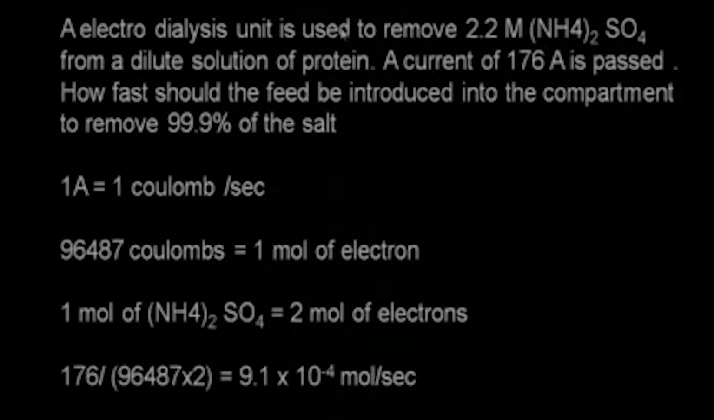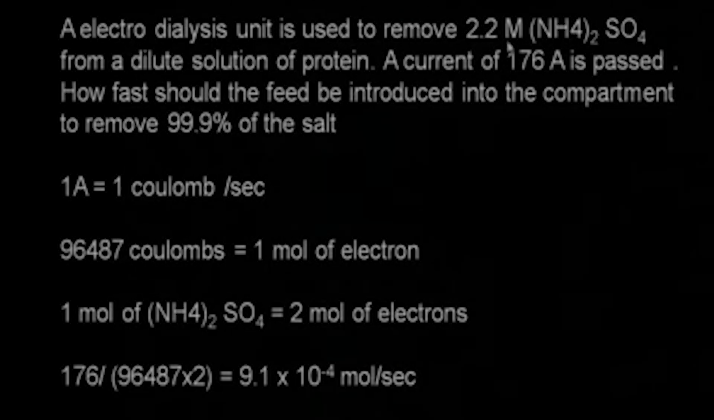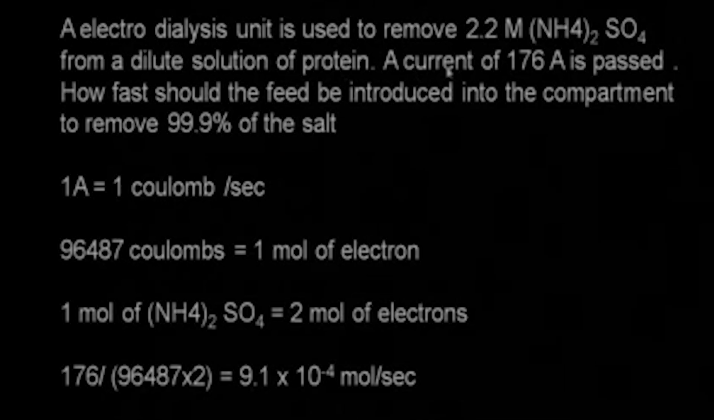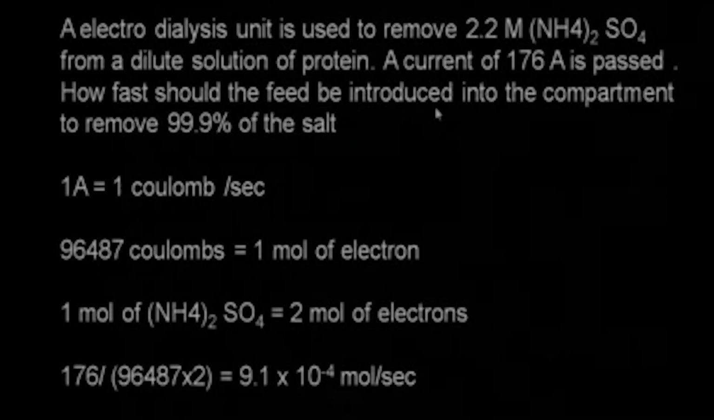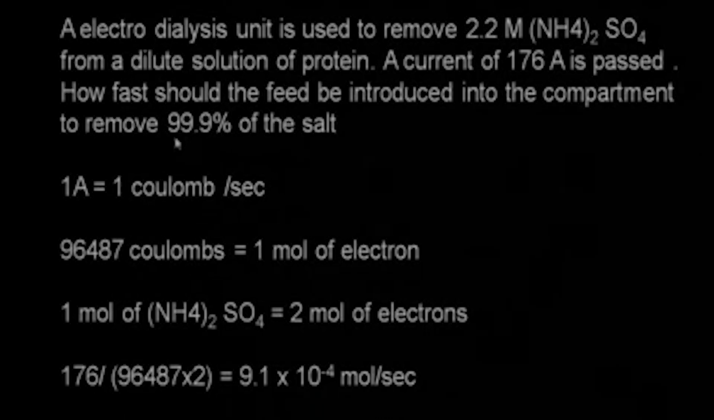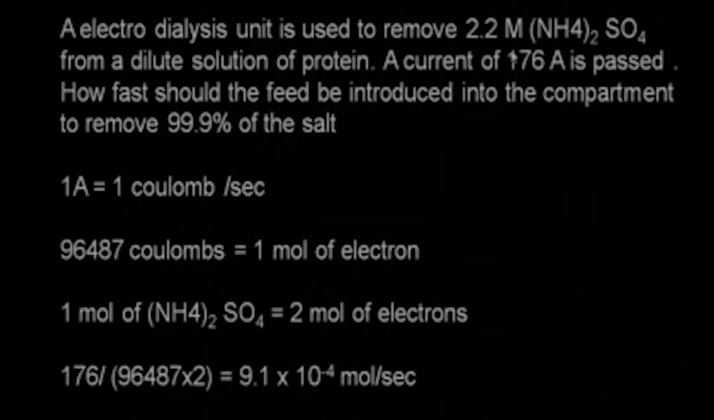Now based on this equation, let us look at a problem. So I have an electrodialysis unit. This is used to remove 2.2 moles of ammonium sulphate from a dilute solution of protein. So you are passing a current of 176 ampere. How fast should the feed be introduced into the compartment to remove 99.9% of the salt? So I want to remove 99.9% of the salt. I want to know Q, and the amount of salt solution that is flowing in contains 2.2 molar ammonium sulphate, and I am passing 176 amps. So how do you solve this?